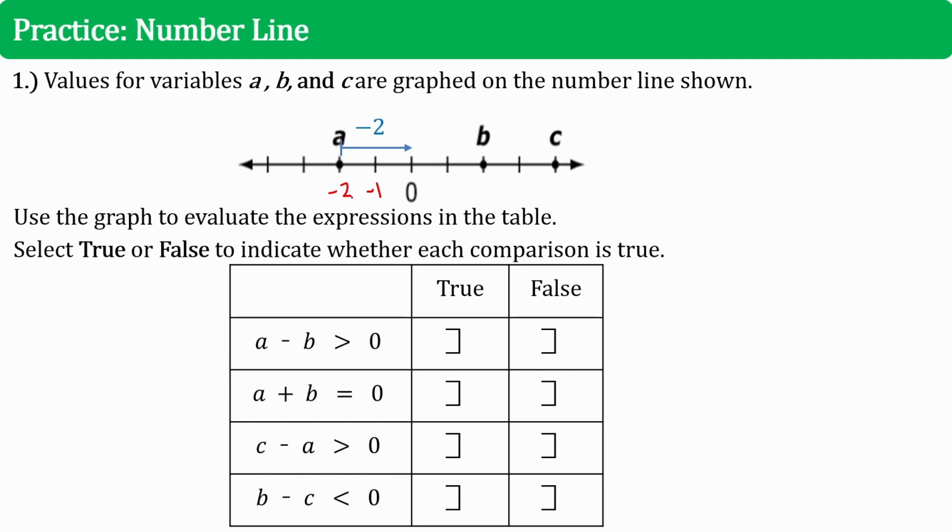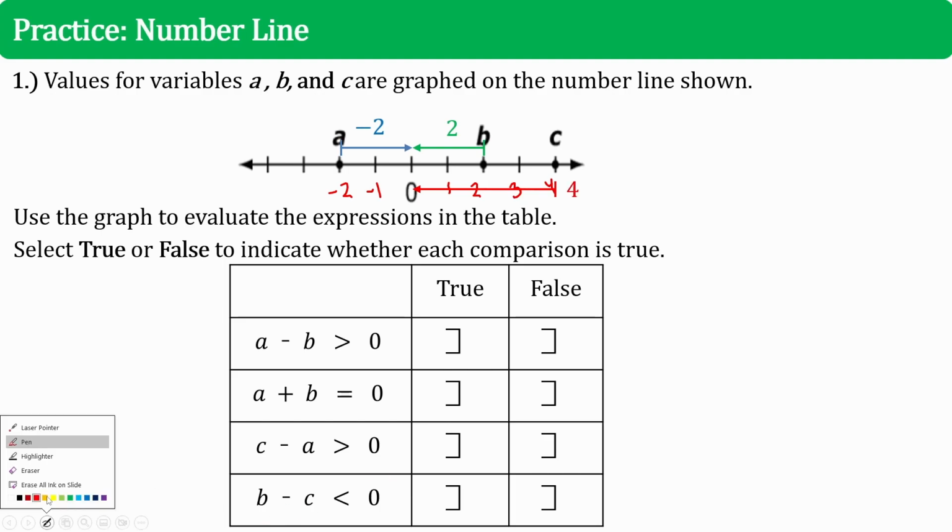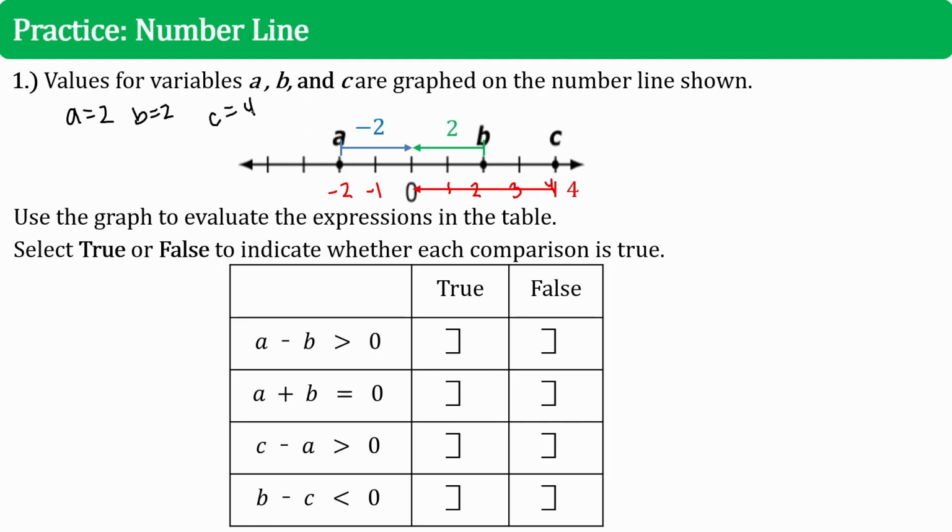Then b is on the right-hand side, which is positive, and we see that that has 2 units away. So b is a value of 2. C is a total of 4 units away. So here you want to make sure that you label those values: a equals -2, b equals 2, and c is equal to 4.